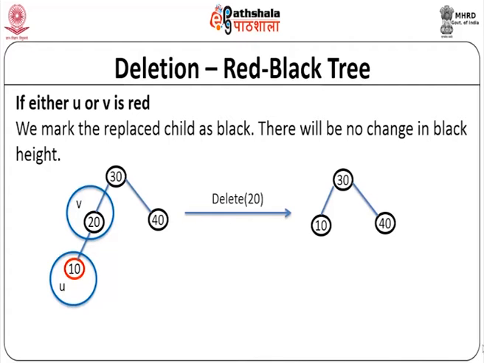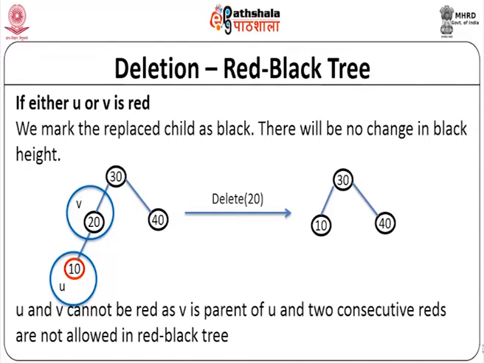So, V is the node to be deleted and it is replaced by U, with one child only. Now, what we do here: if you delete 20, we mark the replaced child, which is U, as black, and there is no change in the black height, because one of them was red.